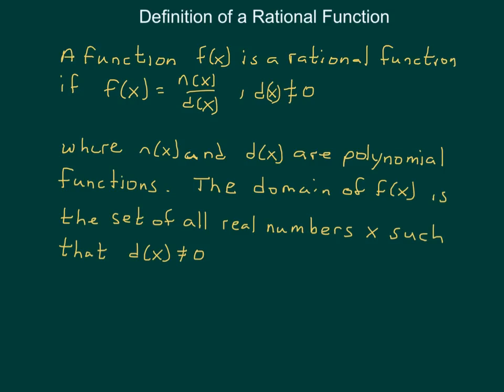First of all, let's look at the definition of a rational function. A function f of x is a rational function if f of x equals n of x over d of x, such that d of x does not equal 0, where n of x and d of x are polynomial functions. The domain of f of x is the set of all real numbers x such that d of x does not equal 0. So in other words, when we determine the domain, all we're going to be looking at is our denominator function and identifying the places where it is equal to 0. Wherever it's equal to 0 is not part of our domain.